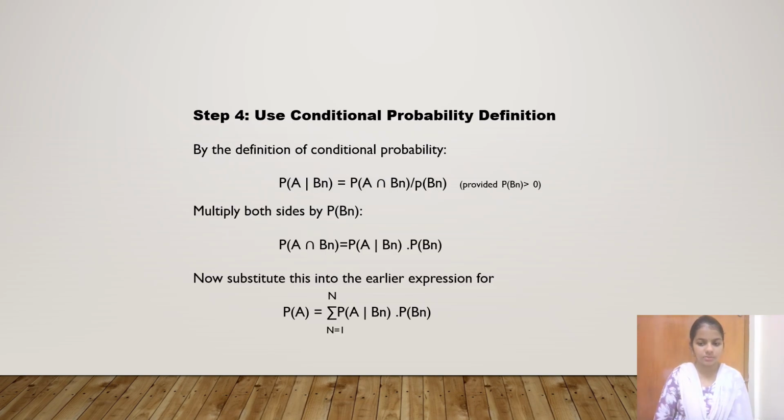Step 4 to find the total probability theorem is to use the conditional probability definition. By the definition of conditional probability, P of A given Bn equals P of A intersection Bn divided by P of Bn. Multiply both sides by P of Bn, then we get P of A intersection Bn equals P of A given Bn times P of Bn. Now substitute this into the earlier expression: P of A equals the summation from n equals 1 to n of P of A given Bn times P of Bn.